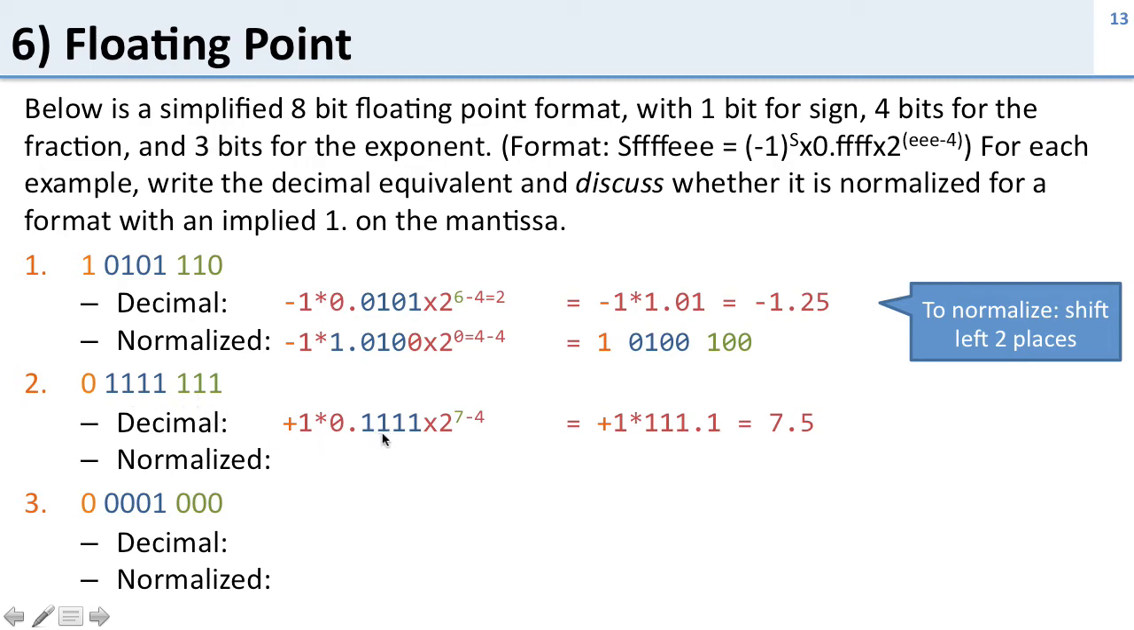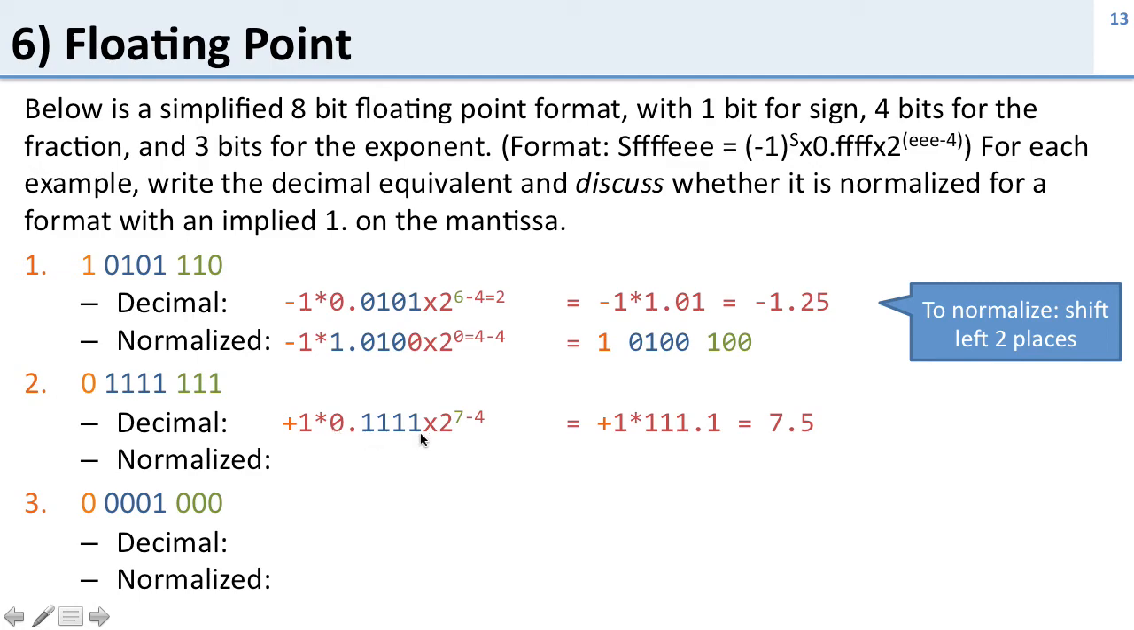So here I've got my mantissa, it's 1, 1, 1, 1, and I've got my exponent 1, 1, 1. This is going to be 7. So here's my value. I don't have a sign bit here, so it's going to be positive 1 times 0.111 times 2 to the 7 minus 4. And so what's this going to be? Well, 7 minus 4 is 3, so we're going to shift over the decimal place over 3 points, and here's our value. Plus 1 times 111.1, so what is this? Half plus 1 plus 2 plus 4, so this is 7.5.